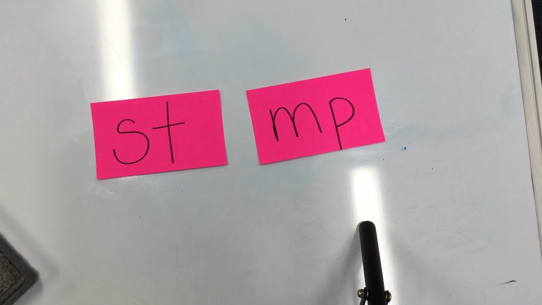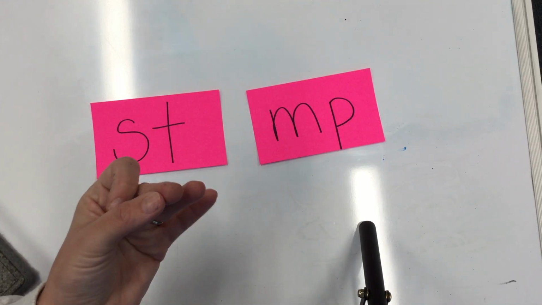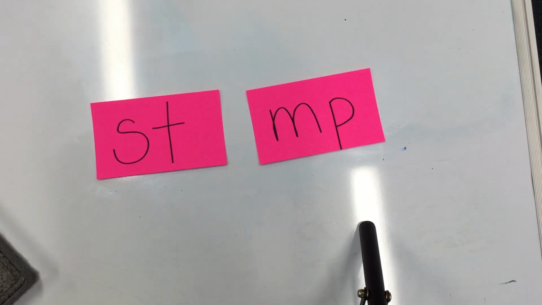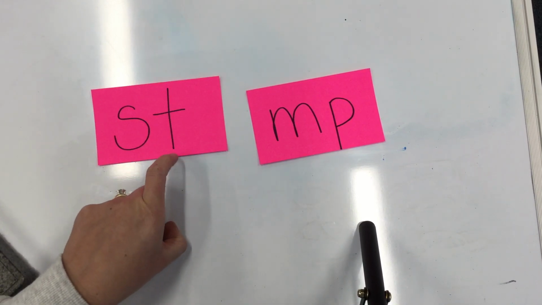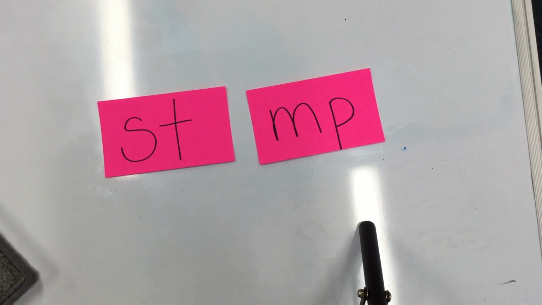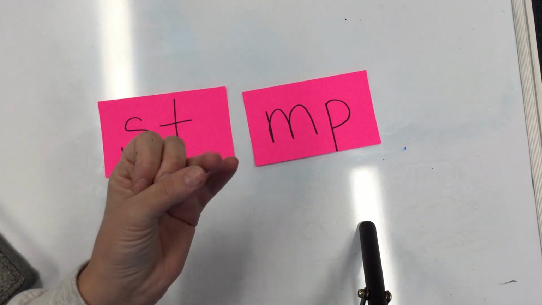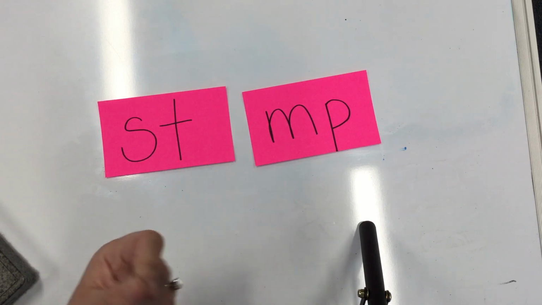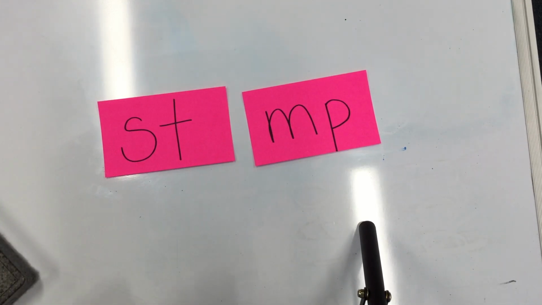What about the word must? Must. Which consonant blend do you hear at the end of the word must? Must. I hear ST again. What about the word clump? Clump. What do you hear at the end of the word clump? I hear MP. Clump. All right, couple more words.